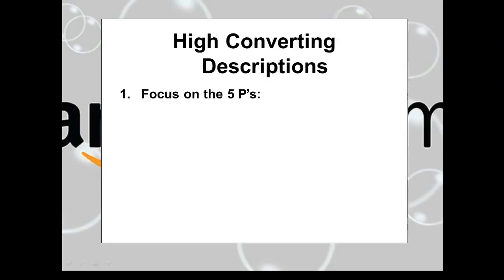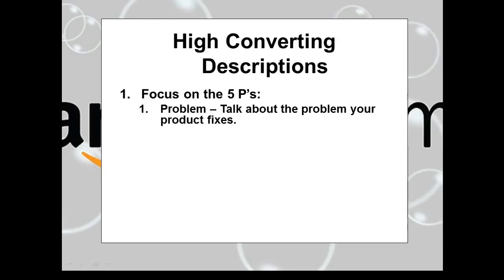As for the description on the bottom, I like to focus on the 5 P's. Now, granted, you could do this throughout the entire ad and the entire listing, but the 5 P's primarily, and these come from copywriting training, is you focus on 5 things that help motivate the customer to make a buying decision. Number 1, you talk about their problem. Talk about the problem that your product fixes.